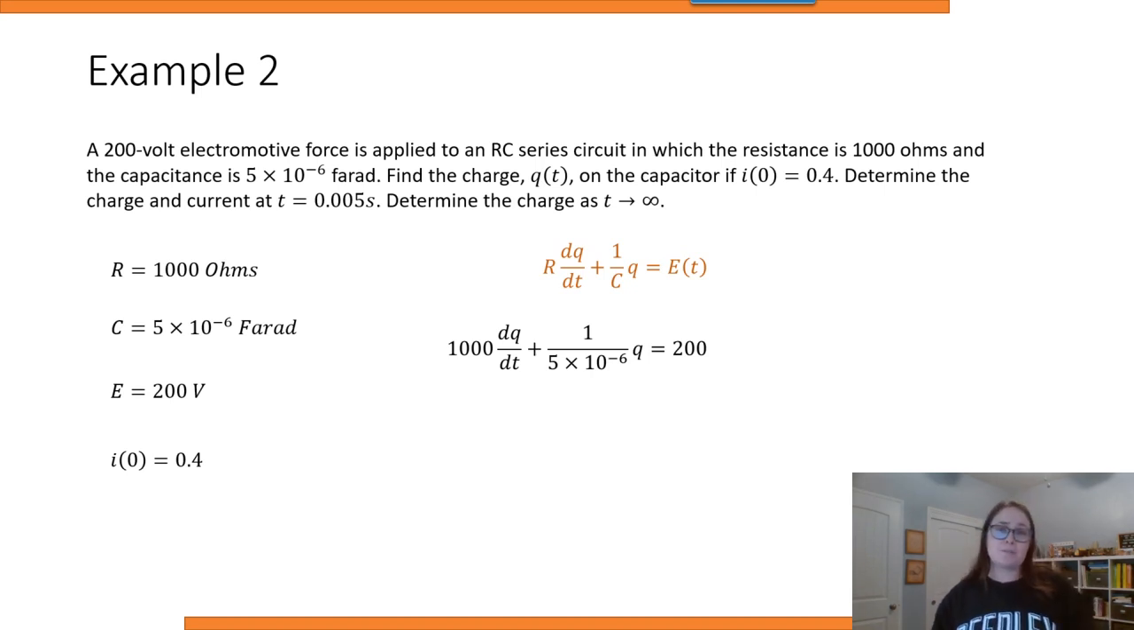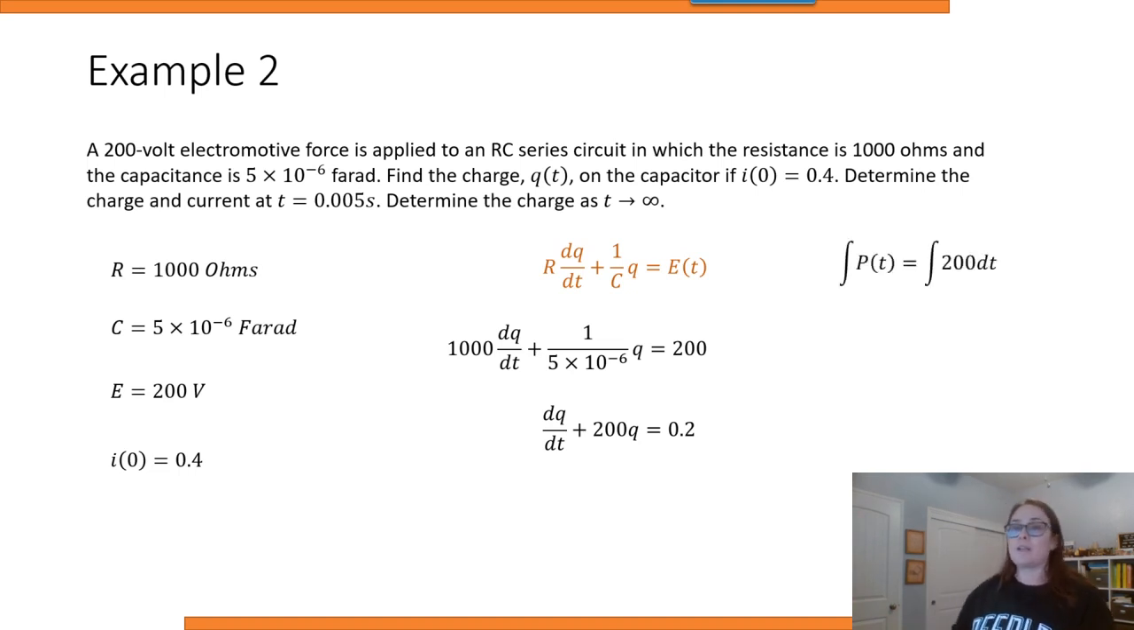Okay, so it's another linear first order differential equation. We did separation of variables on the last one, so I'm going to use an integrating factor this time just to switch it up. If you're going to use an integrating factor, the first thing we have to do is put this in standard form, which means I can't have that 1000 multiplying dq/dt. So I have to divide everything by 1000 to clean this up, and I get dq/dt plus 200q equals 0.2. Okay, it's in standard form now, so now I can find my integrating factor mu. P of t is going to be 200. Integrating that gives me 200t, and then my integrating factor will be e to the 200t.